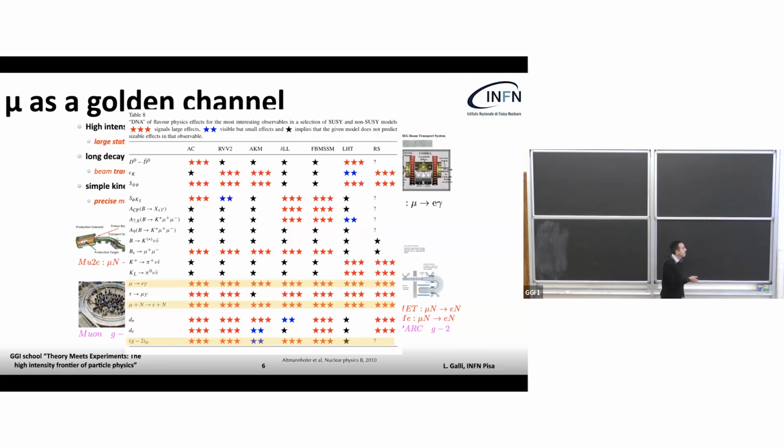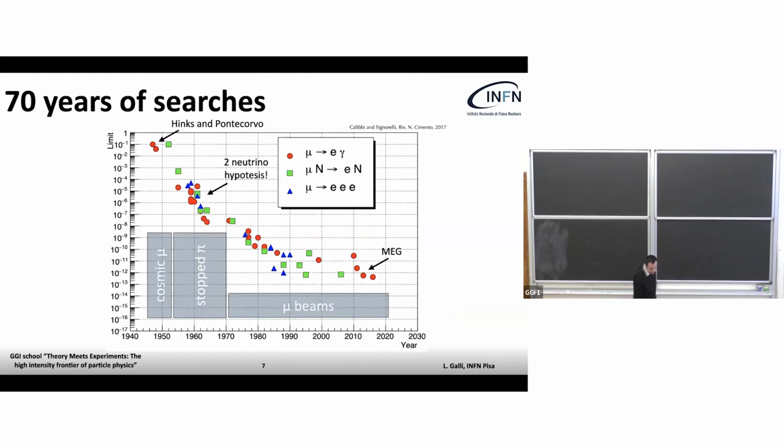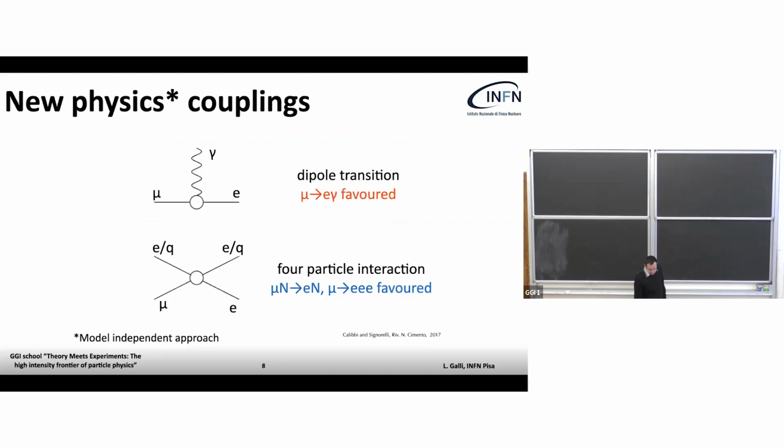In some processes and some possible extensions of the standard model, you see that if you look at muons, they are all candidate portals for new physics. This is not something started now. It's 70 years that we have been searching for this. We'll talk a little bit more in detail afterwards.